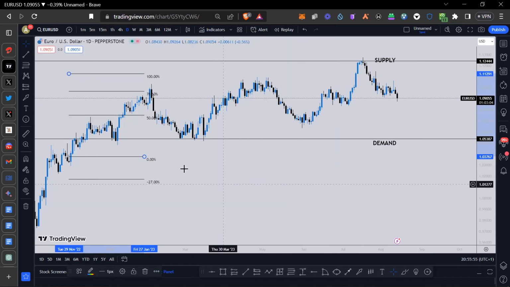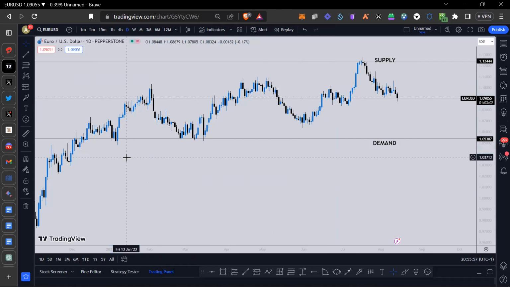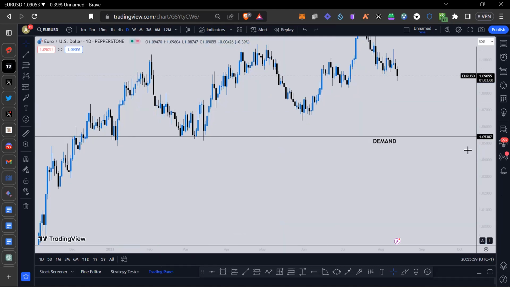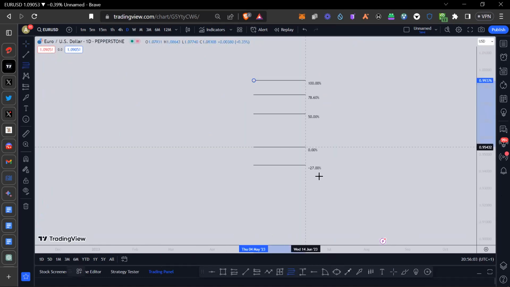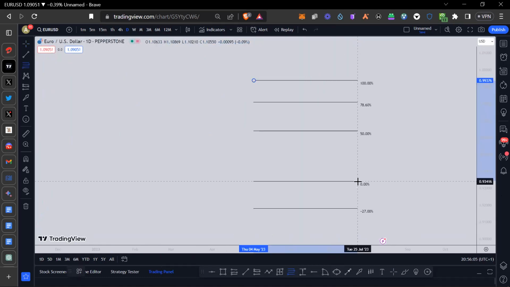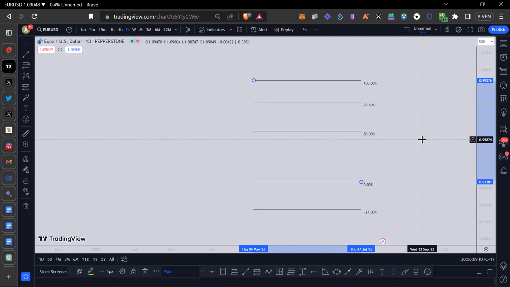So let me just give you a slight lesson of how Fibonacci works. Fibonacci was created by a mathematician, I think Italian, I'm not really sure. He believed that price moves at certain ranges at a particular period of time. And these are the ranges.